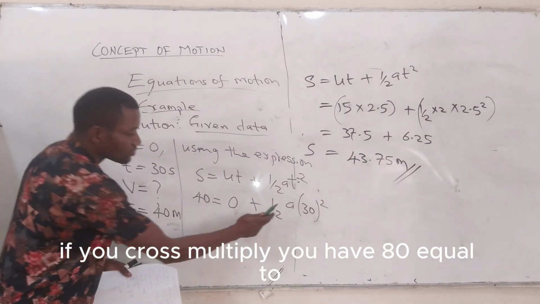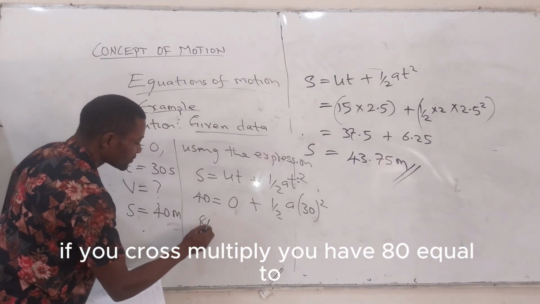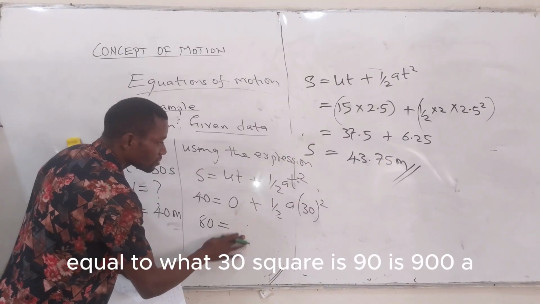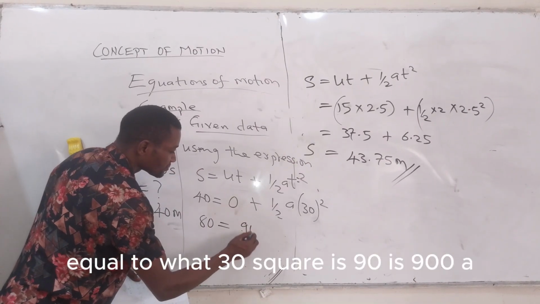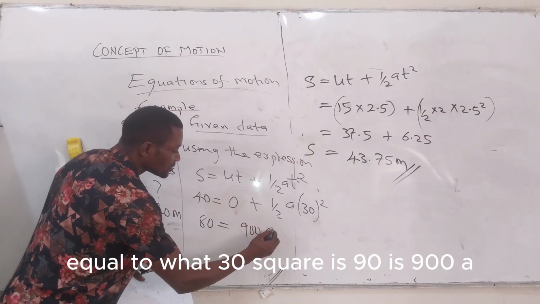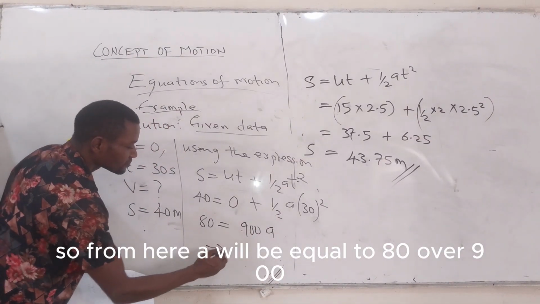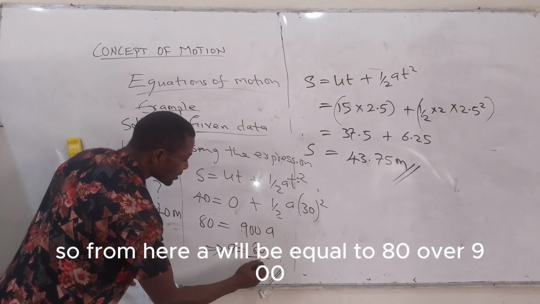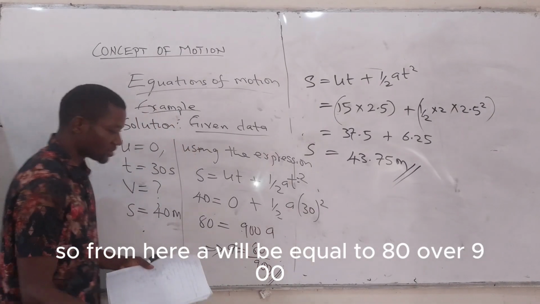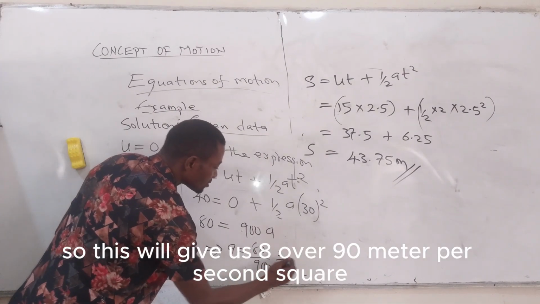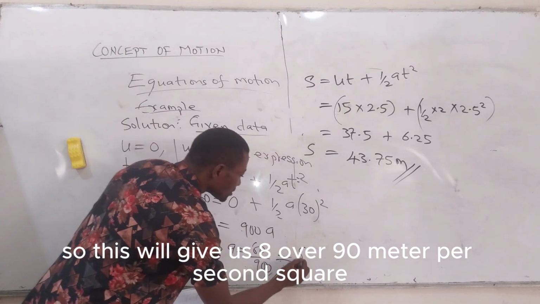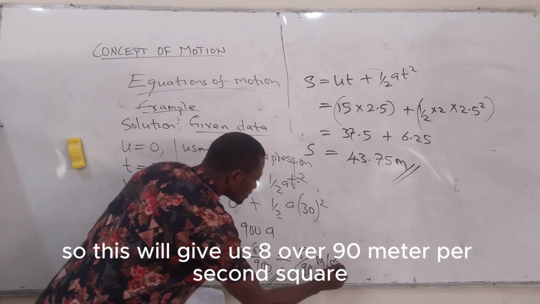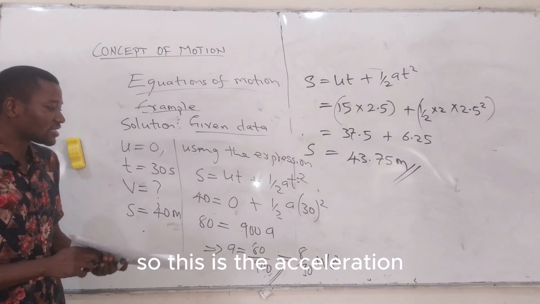From here, if you cross multiply, you have 80 equal to what? 30 squared is 900. It's 900a. So from here, a will be equal to 80 over 900. So this will give us 8/90 meter per second squared. So this is the acceleration.